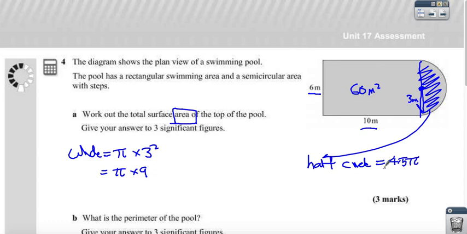Now your final answer is you add the two areas together. So you add the 60 for this bit and the 4.5 pi. Now you want to put that on a calculator, 4.5 pi. I'm going to ask someone in the room to do it for me. Can someone type in 4.5 times pi?